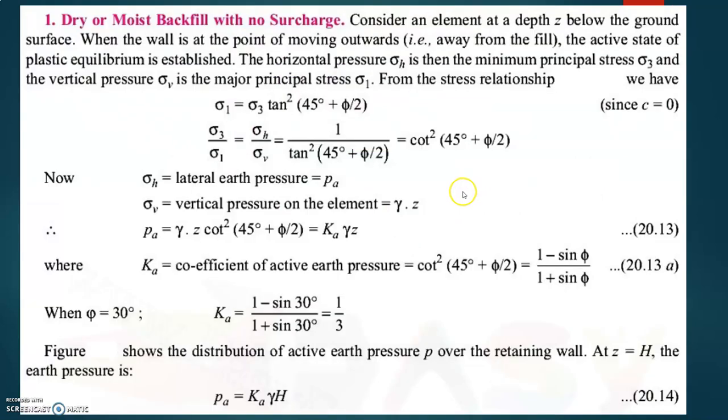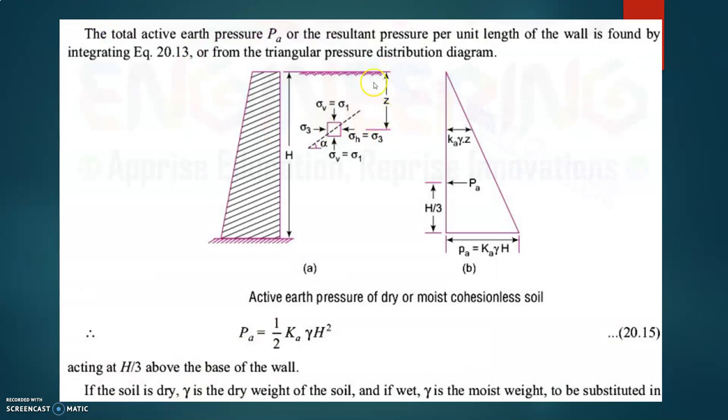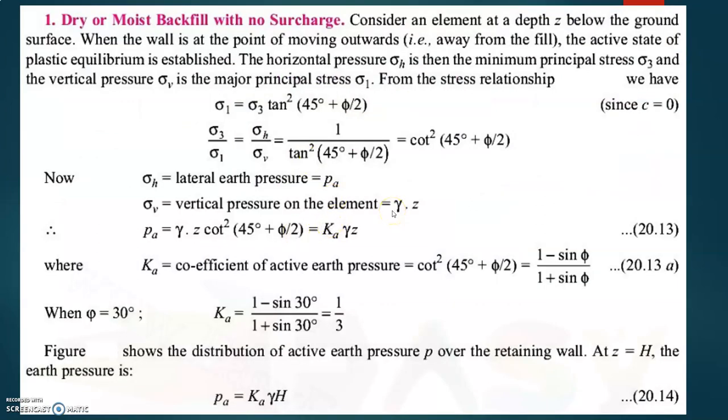This is Pa, the lateral or horizontal earth pressure developed, and sigma v is the vertical pressure on the element. Vertical pressure means you have to consider the unit weight times the height of the soil. I consider only till this height, that is z. The unit weight is given by gamma, the weight of the soil to the volume of the soil, in kilonewton per meter cube. Pressure is weight into distance, so vertical pressure is gamma and height is z.